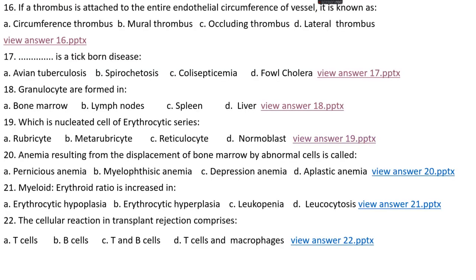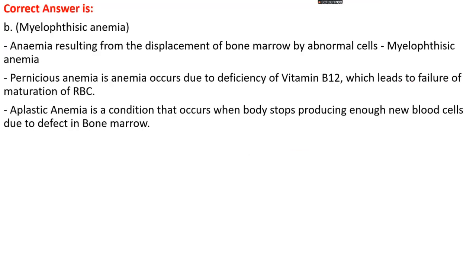Question number 20. Anemia resulting from the displacement of bone marrow by abnormal cells is called option A, pernicious anemia. Option B, myelophthisic anemia. Option C, depression anemia. Option D, aplastic anemia. The right answer is option B, that is myelophthisic anemia.